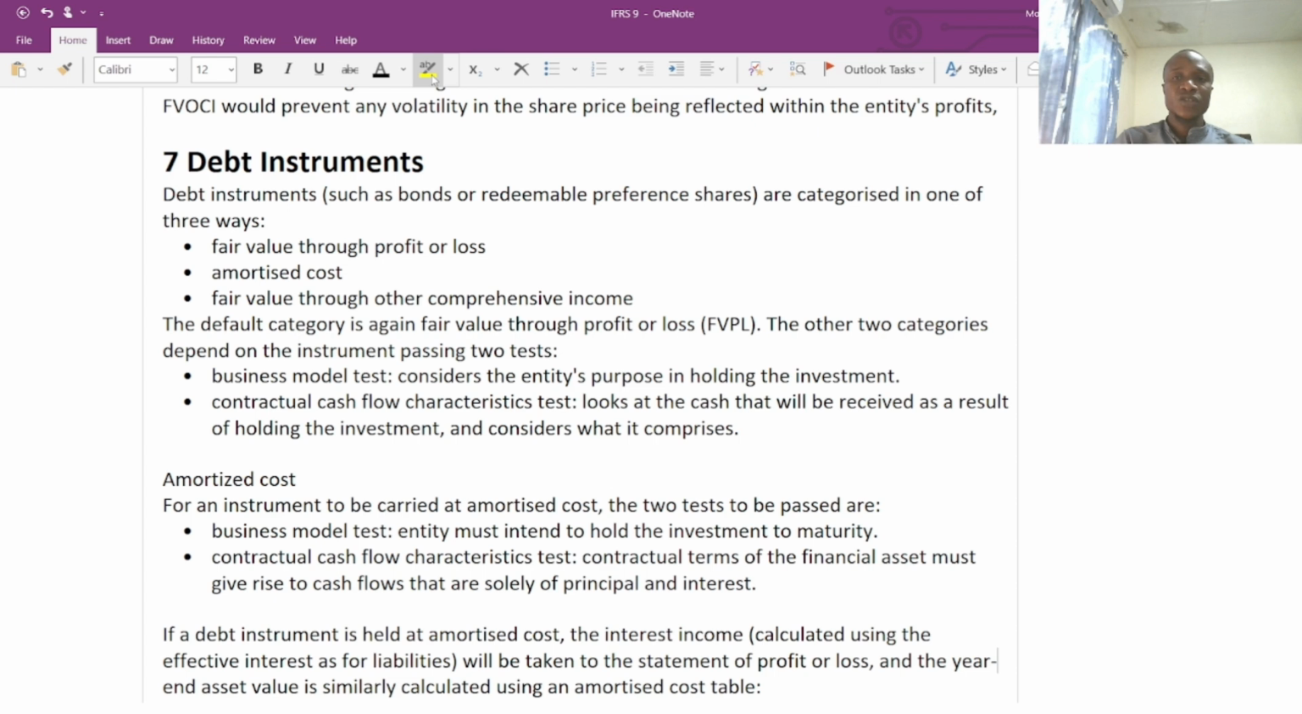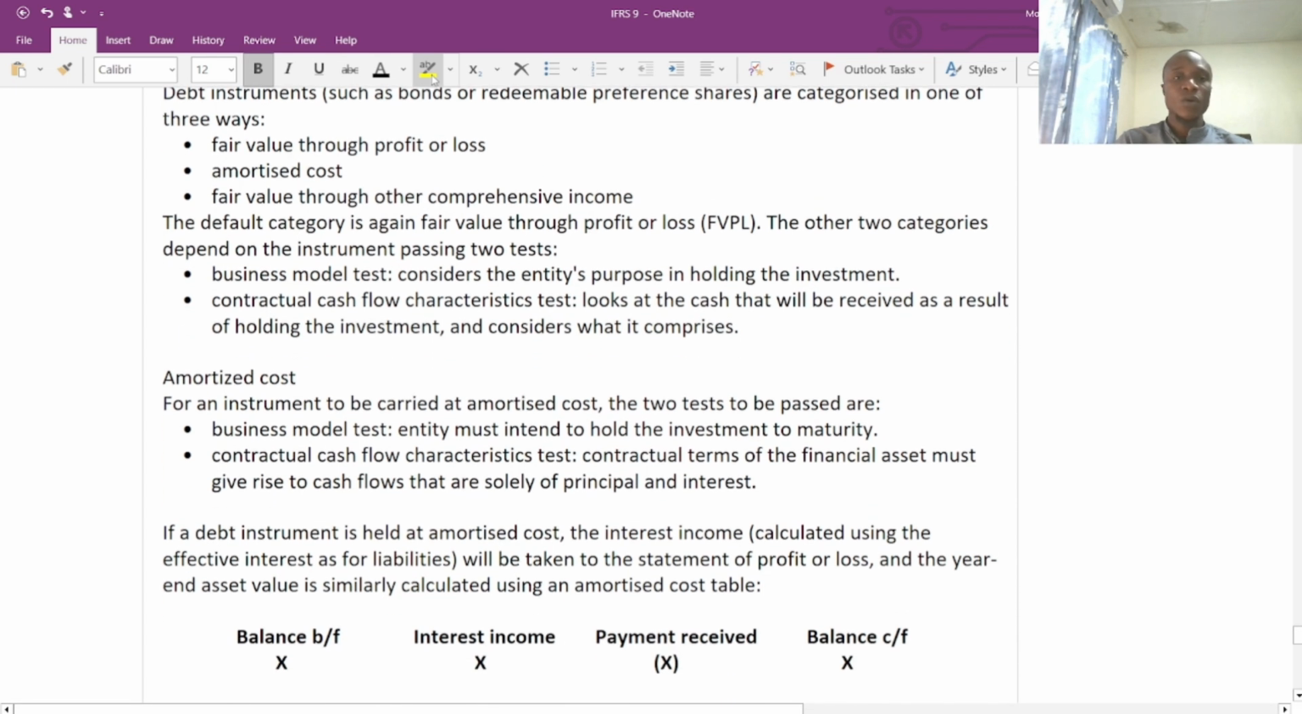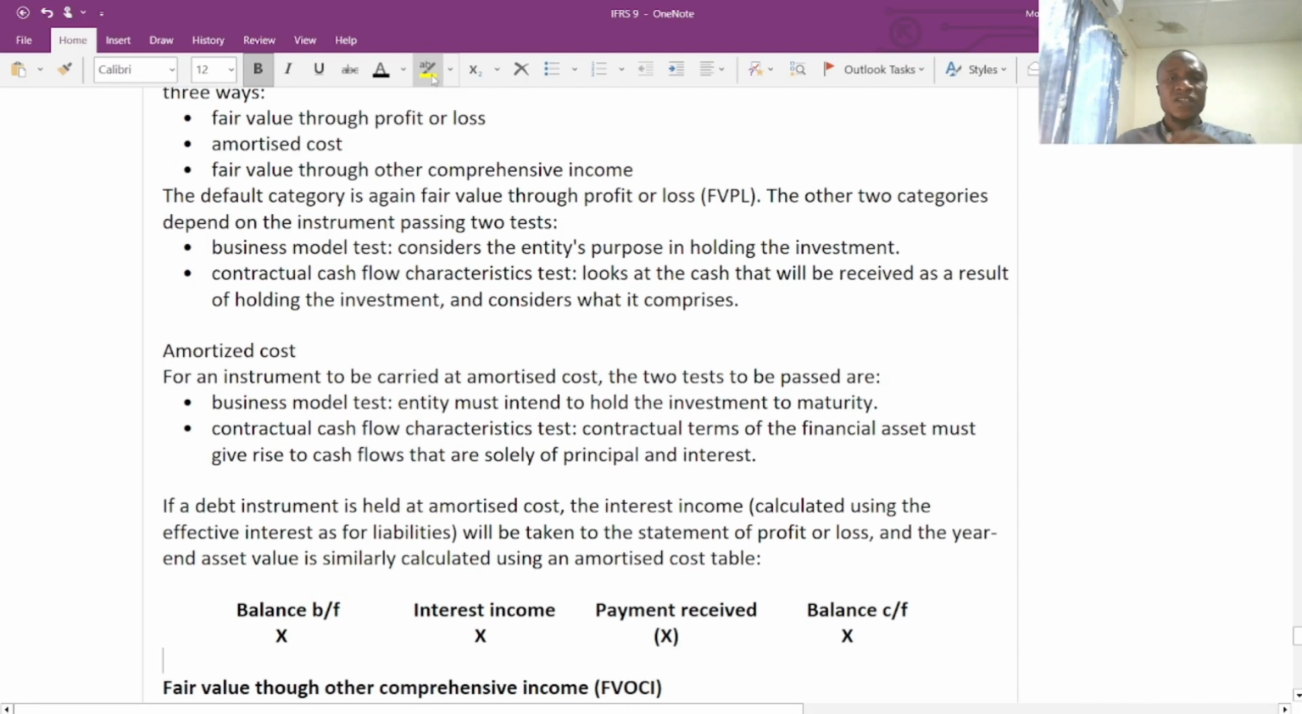We are going to measure it using the three categories: fair value through profit or loss, fair value through OCI, or the amortized cost. The default category is again the fair value through profit or loss. By default, if the question is silent, if no indication is given in the question, then we are going to assume that we are going to account for this particular transaction under the fair value through profit or loss. The other two categories depend on the instrument passing the test. Very important to note for objective test questions.